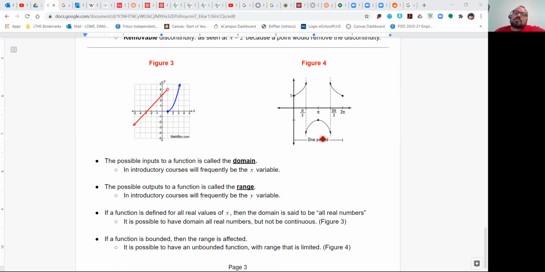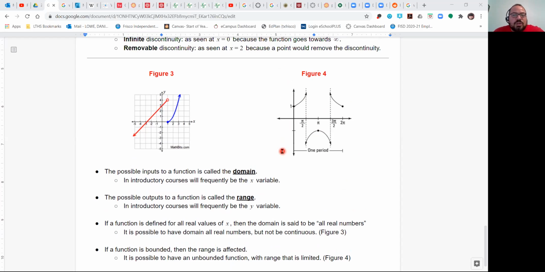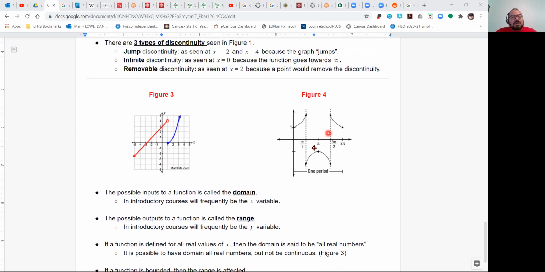But my range is limited, meaning that there are no values for the function over here between -1 and +1. So my range will be everything from +1 up to infinity, and everything from -1 down to negative infinity. Interesting little pieces dealing with domain and range, as well as continuity. What type of discontinuities would we have here in figure 4? Because infinity is involved, we call that an infinite discontinuity. And once again on figure 3, because we have a jump, we call that a jump discontinuity.